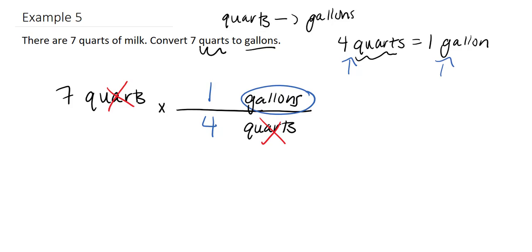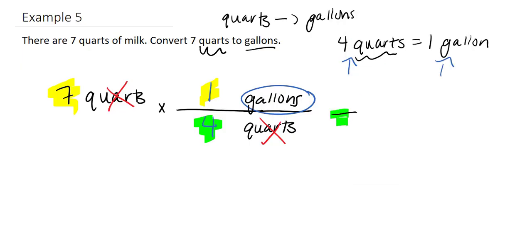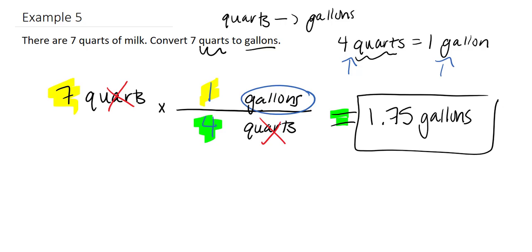Then, since we already crossed out our units, we multiply what's on the top, and then we'll divide whatever that is by the bottom. So let's get our calculator out. 7 times 1, which is equal to 7, divided by 4, and we get 1.75 gallons. So if you say you have 7 quarts, that's equivalent to 1.75 gallons. You can think about it: you have 7 quarts of milk. That would be the same as having 2 gallons, but only one of them is full and the other one's only 3/4 full.